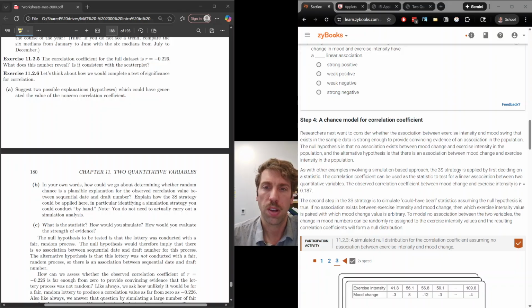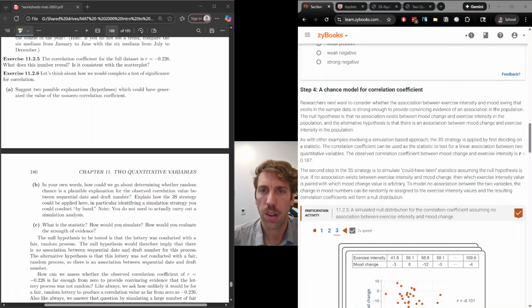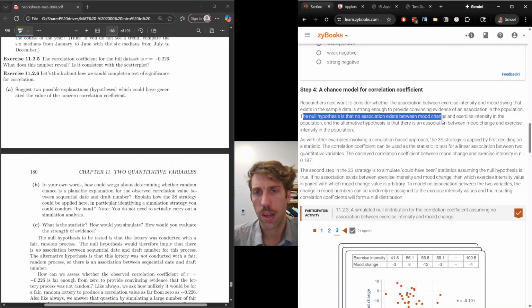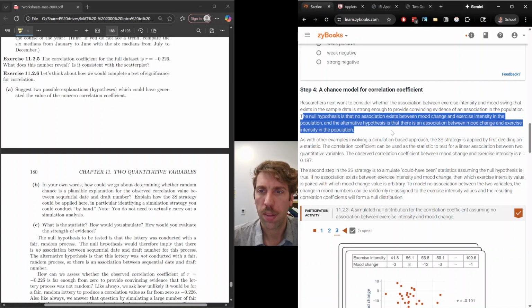So you saw this right underneath step 4 in the book, where it said the null hypothesis is that no association exists between, in that, like their situation there. The alternative hypothesis is that there is an association. Okay, so your answer should be similar, but with our data from the worksheet.